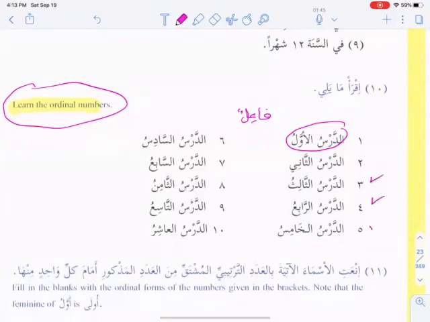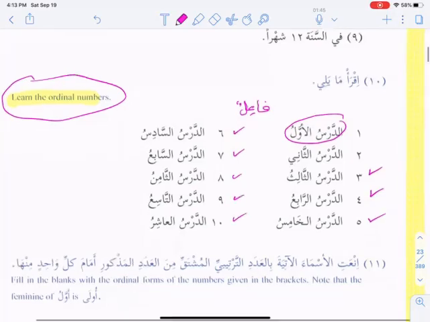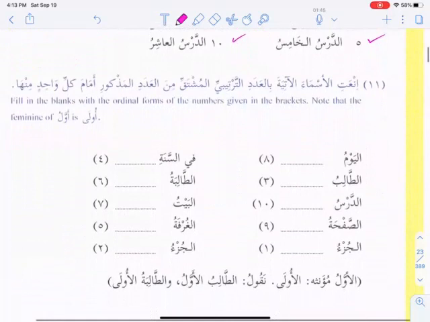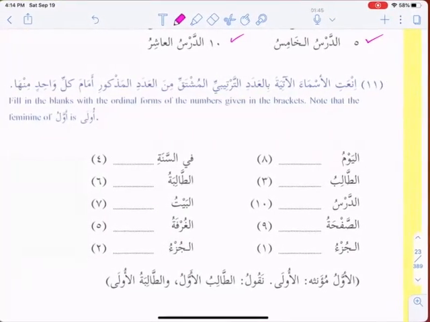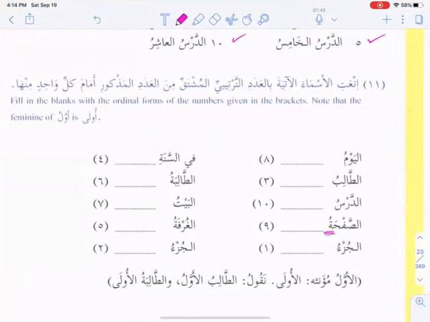Salisu, Rabiu, Hamisu, Sadisu, Sabiu, Saminu, Tasiu, Asharu. Try to do it if you can, inshallah. And then you can try to do here: Yawmus Saminu, Talibus Salifu, Darsu Ashiru, Safatu Tasiyat, Juzu Awwalu. But make sure for Safatu Tasiyatu, you will say Safatu Tasiyatu, because there is a Tamarbuta here.